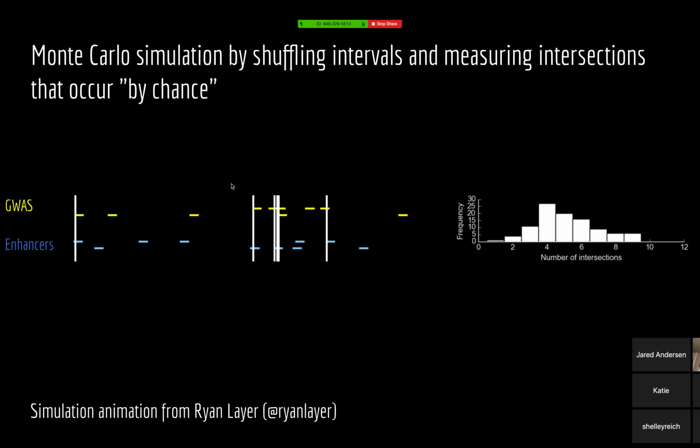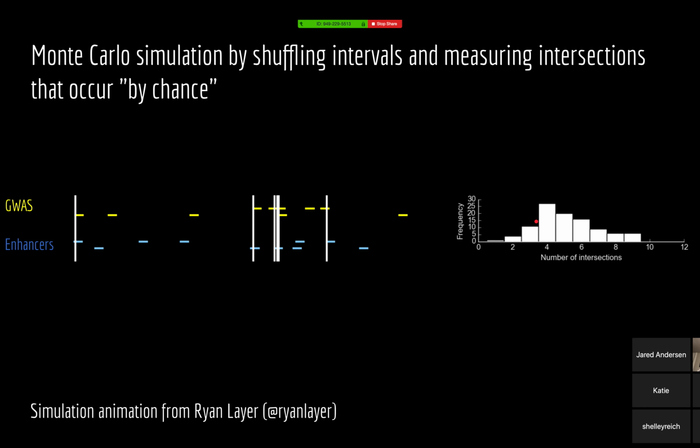Yeah, it won't run again. But what you end up with is, for each iteration of that, these white lines are tracked. The number of intersections are tracked over here in this histogram. So what we see is that on average, the mean of this distribution is about 4.2 intersections when we shuffle things.